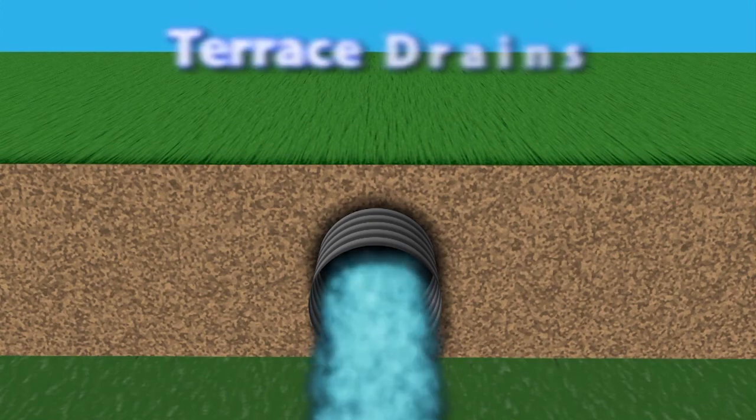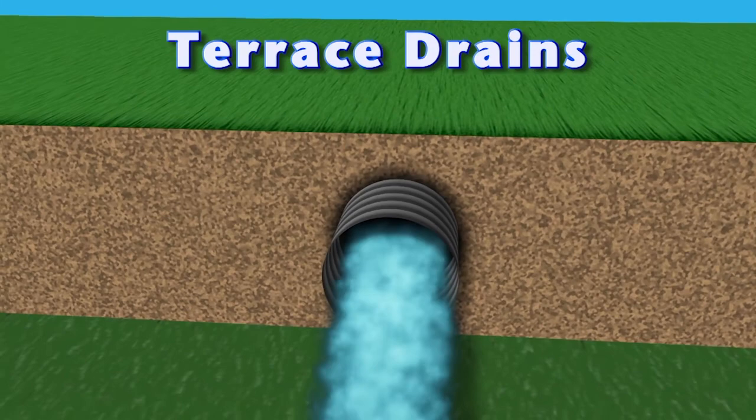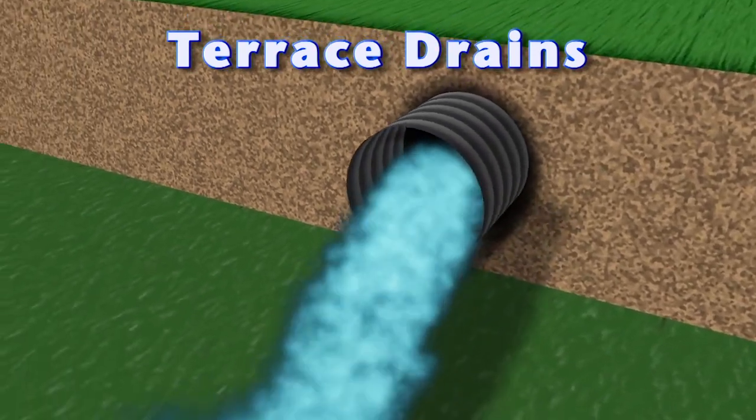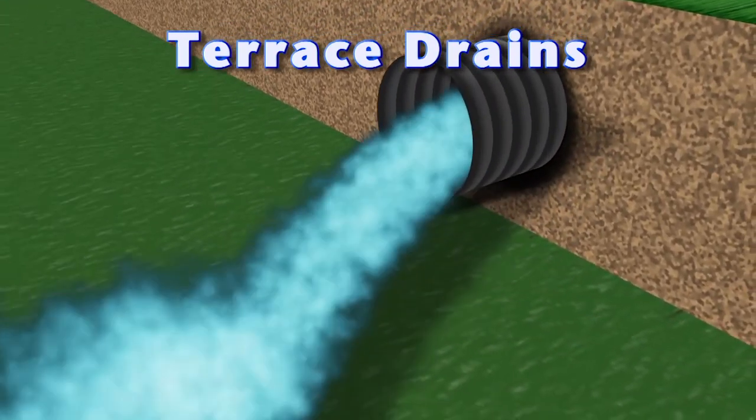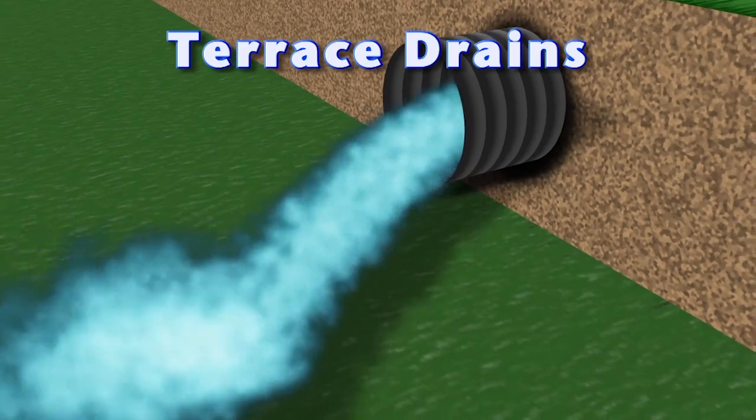Careful planning is required to properly place the tile outlet of the terrace drain. It should never flow into a ditch or stream tributary. Rather, it should drain into a grass waterway or an area above the grass buffer.